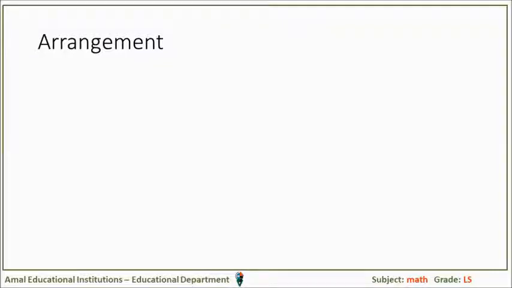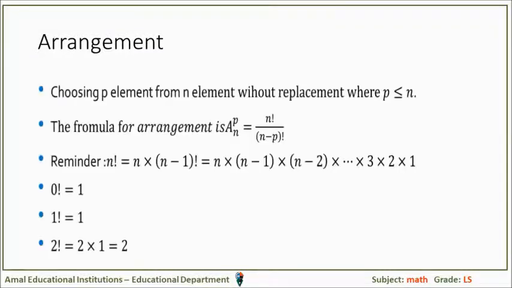When we use arrangement, we use it when choosing P elements from N elements without replacement, where P is less than or equal to N. The formula for arrangement is A_N of P, which is equal to N factorial over N minus P factorial.